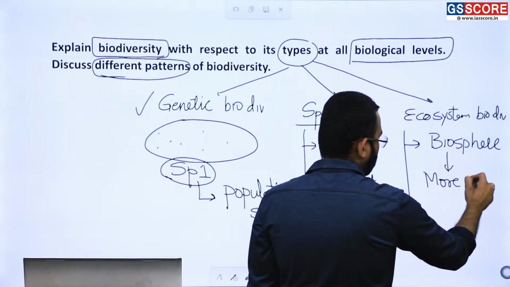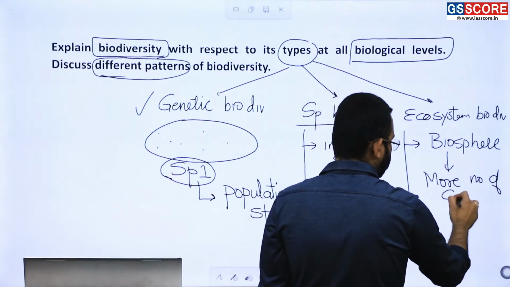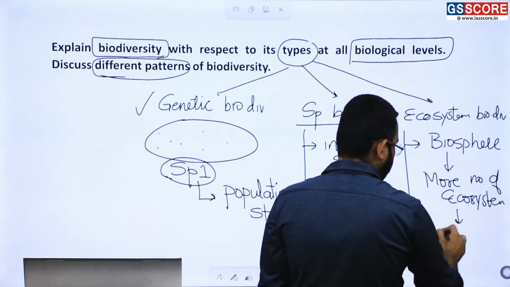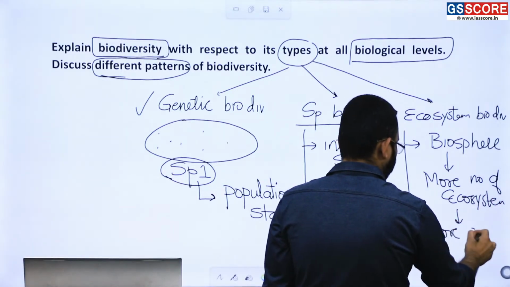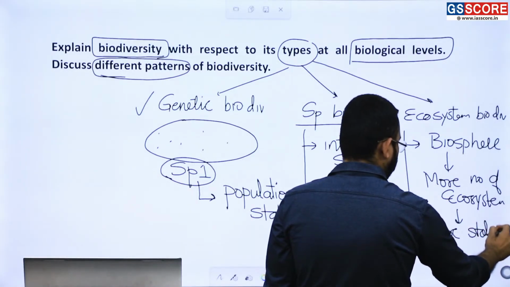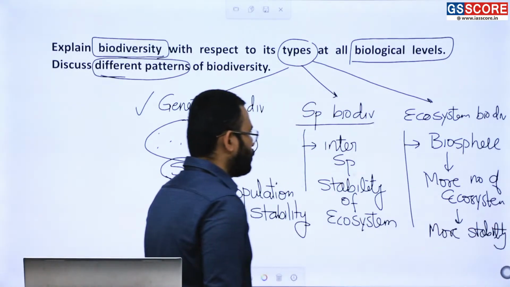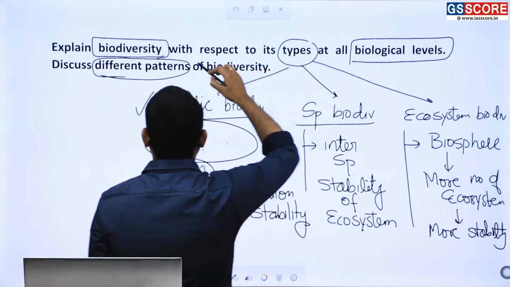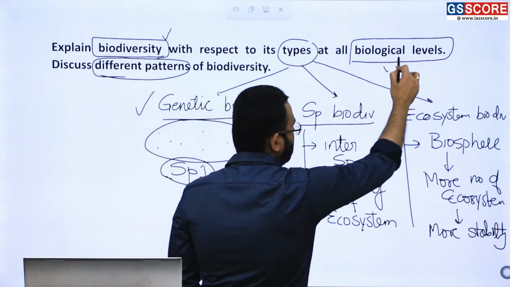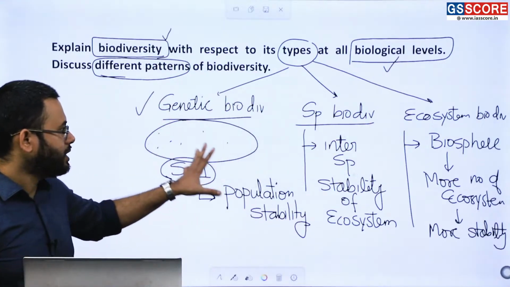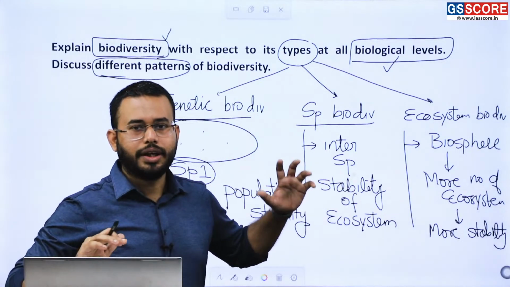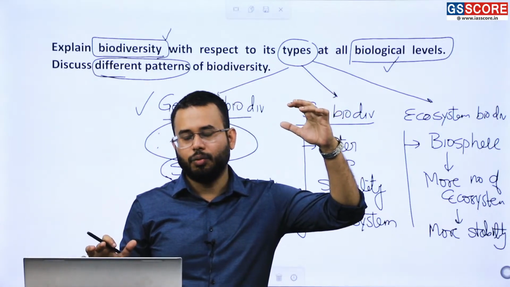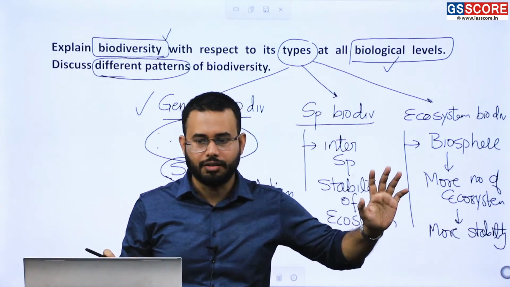more number of ecosystems provides more stability. So these are the three basic types of biodiversity at biological level. You will have to explain these three with examples to indicate various types of biodiversity after explaining what biodiversity means in the introduction itself, right?